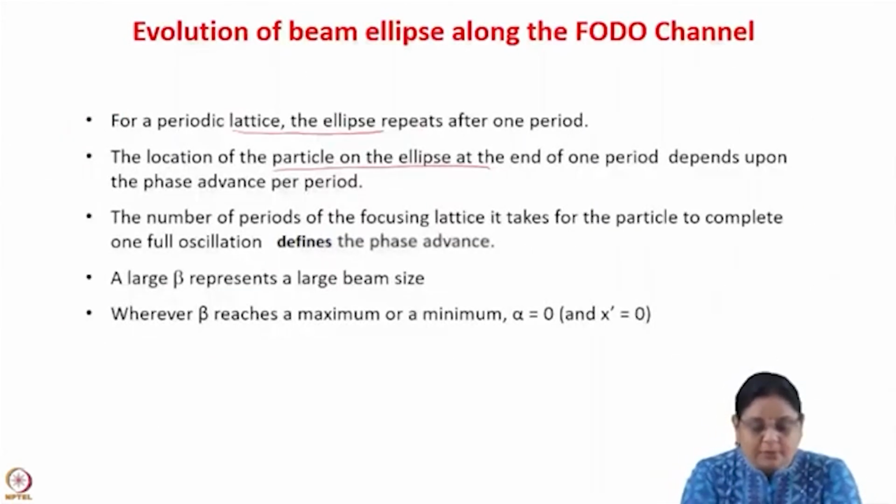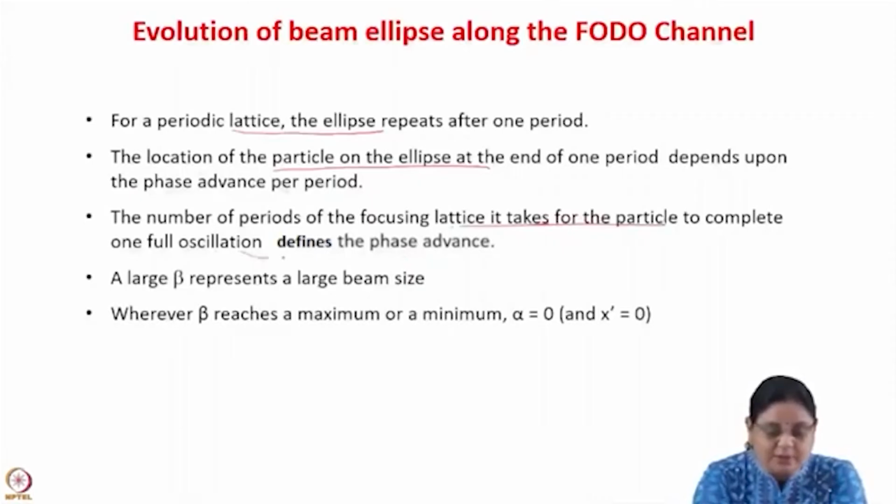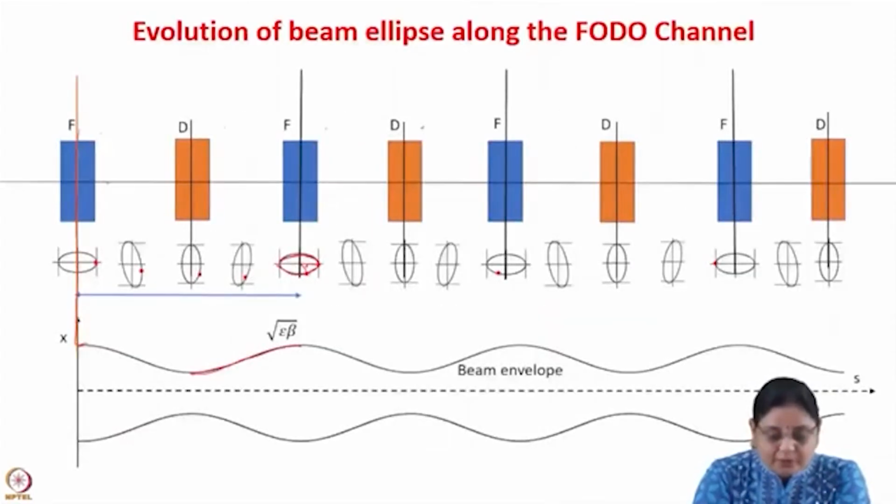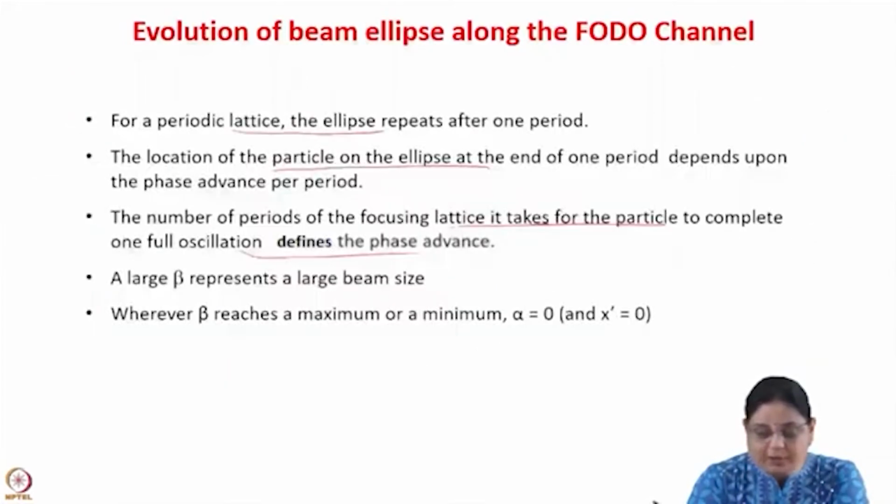So the number of periods of the focusing lattice it takes for the particle to complete one full oscillation defines the phase advance. Now in one period, the phase has advanced so much. In n number of periods it will come back to the same location. So that gives you the phase advance of the lattice.